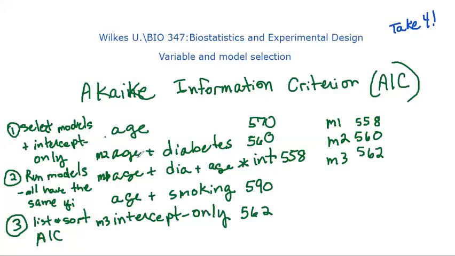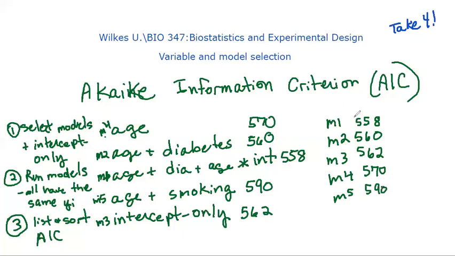562, who's next? Age, all right. We're gonna call that M4, so model 4, 570, and that leaves M5, so age plus smoking. It's 590. All right.